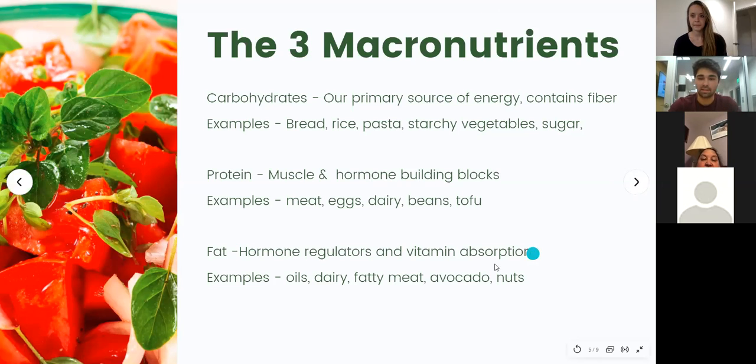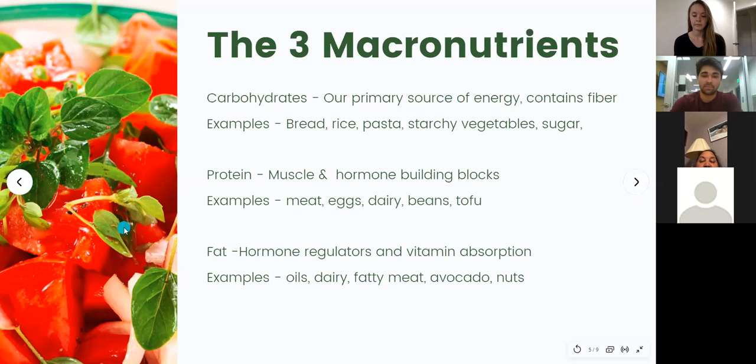Things like beans kind of tie into a couple things. They're a great source of protein, and they're also a great source of fiber. So you'll find that a lot of foods are kind of a combination of multiple things. Some things are just one carb, protein, or fat, but most of them, I'd say, are a combination.